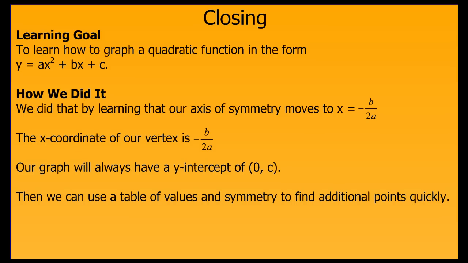In closing, let's review our learning goal. We wanted to learn how to graph a quadratic function in the form y equals ax² plus bx plus c. We did that by learning that our axis of symmetry is the line x equals the opposite of b over 2a, that the x-coordinate of our vertex is the opposite of b over 2a, that our graph will always have a y-intercept of (0, c), and that we can use a table of values and symmetry to find additional points quickly and easily.